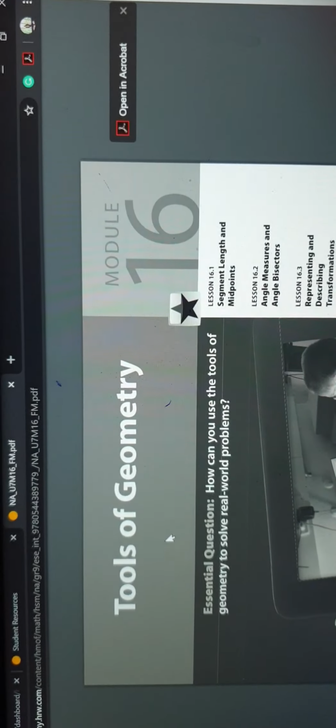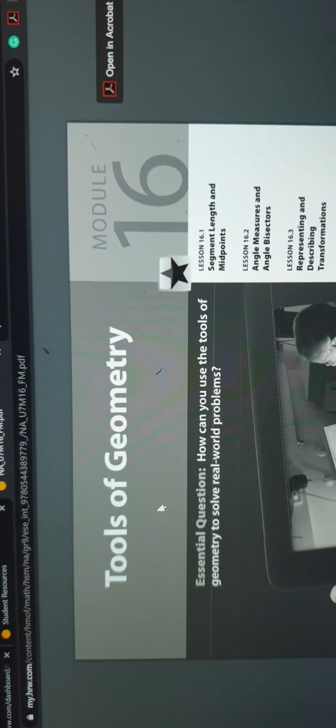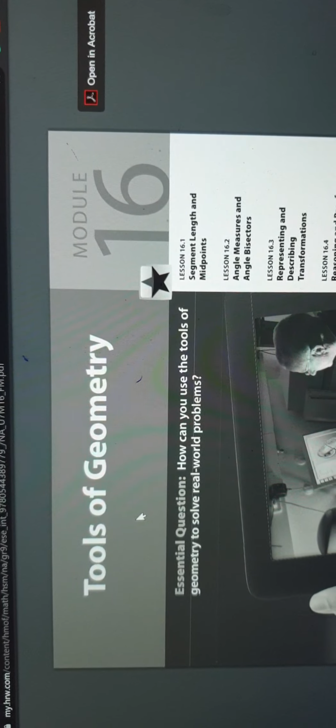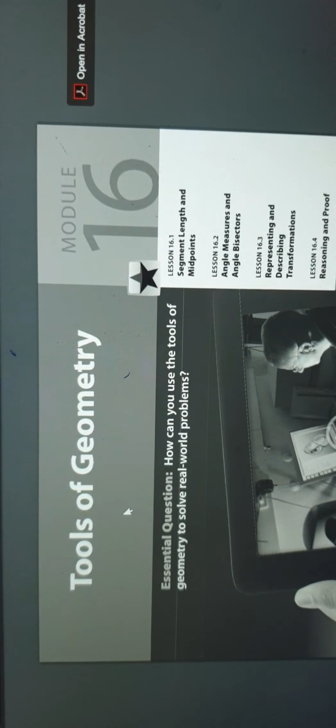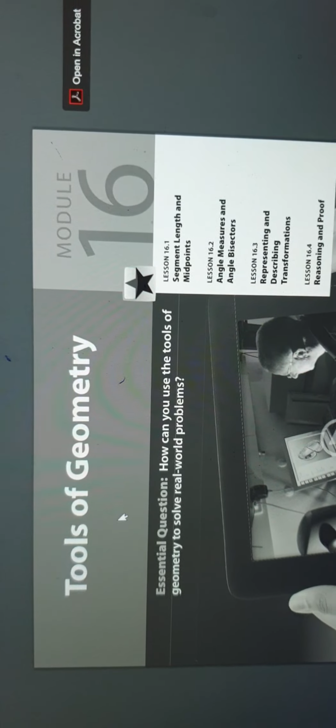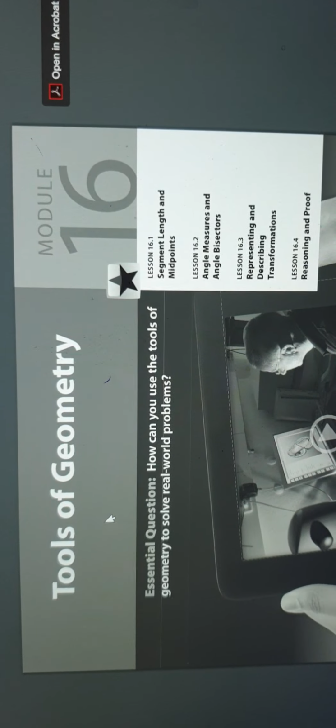Okay, today we are starting the new module 16, which is called Tools of Geometry. And remember, I told you from starting this week, we might be using the compass and the protractor, so it's better to try to prepare them, please.